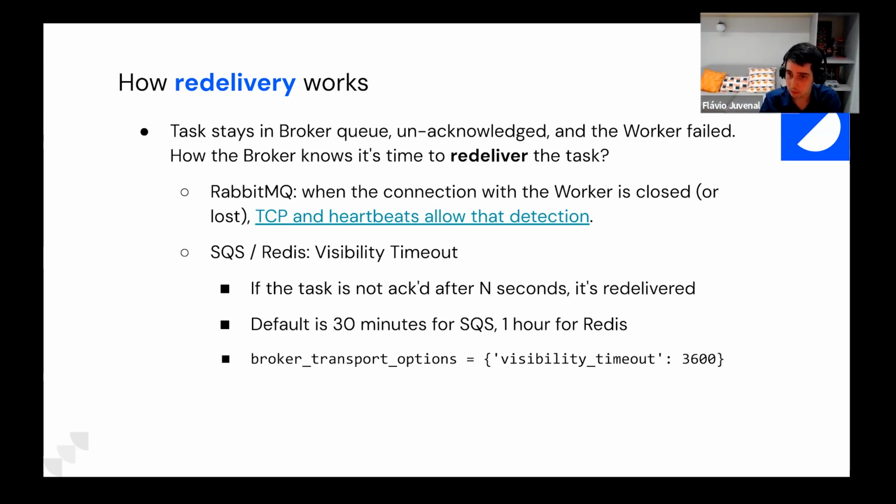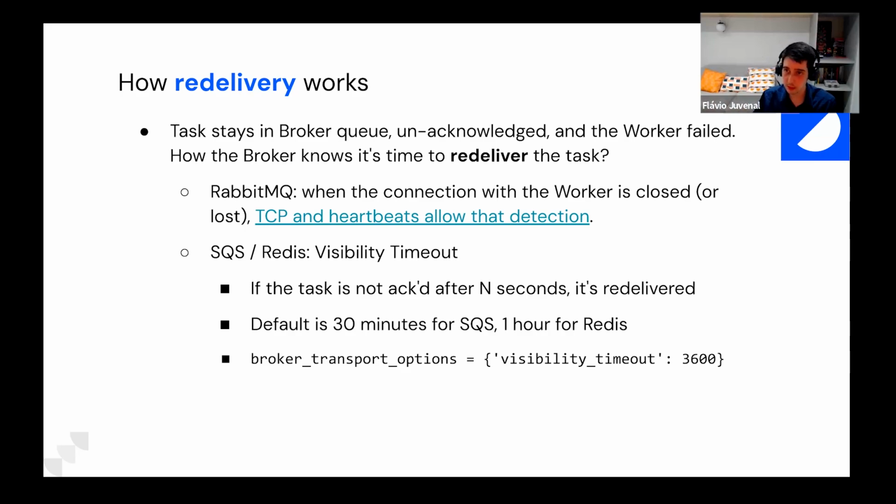So you can change that, okay? You can change that to more than 1 hour. Here it is, 3600 seconds, 1 hour. But you can increase that with the setting broker_transport_options visibility_timeout. There is a maximum amount that SQS and Redis will support. Check that, but you can increase it if you want.